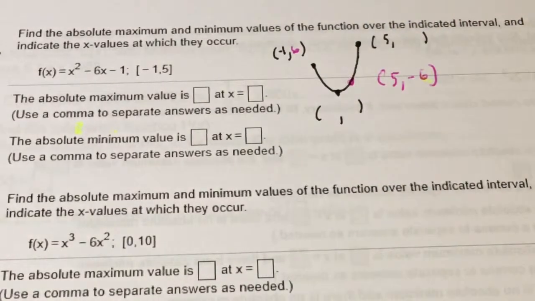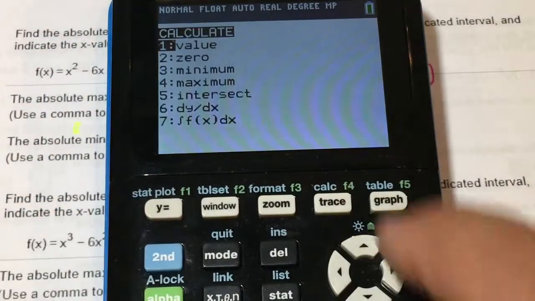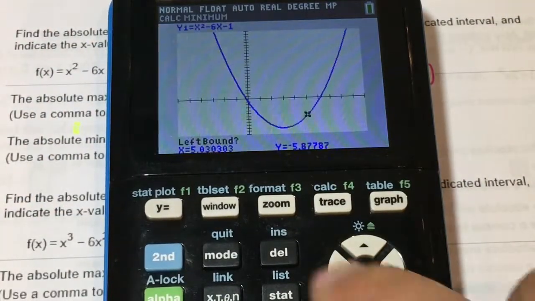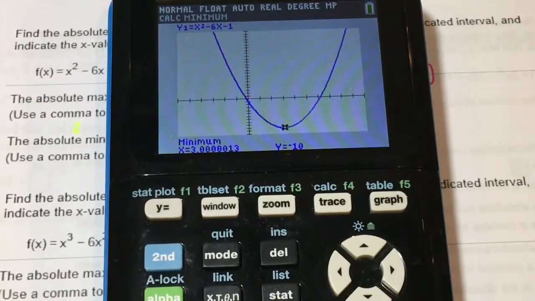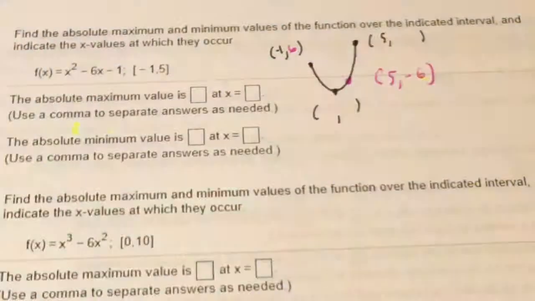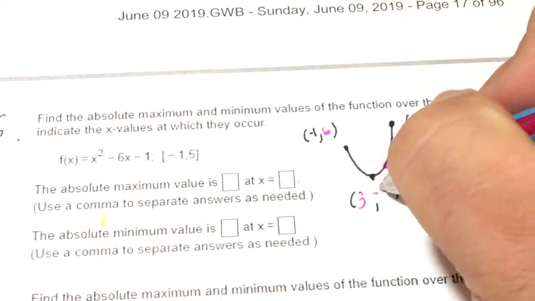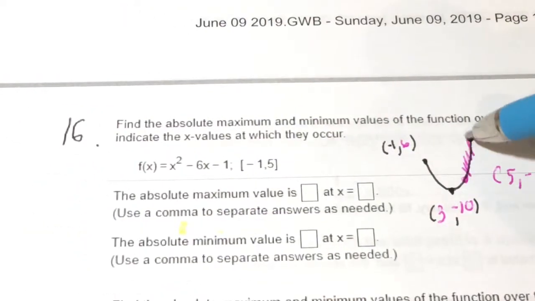Now I need to find the minimum value. So I'm going to hit second calc. I'm going to find the minimum value. I have to left bound it. I have to right bound it. And that's going to be at 3, -10. And let's recall that this was a misinterpretation.